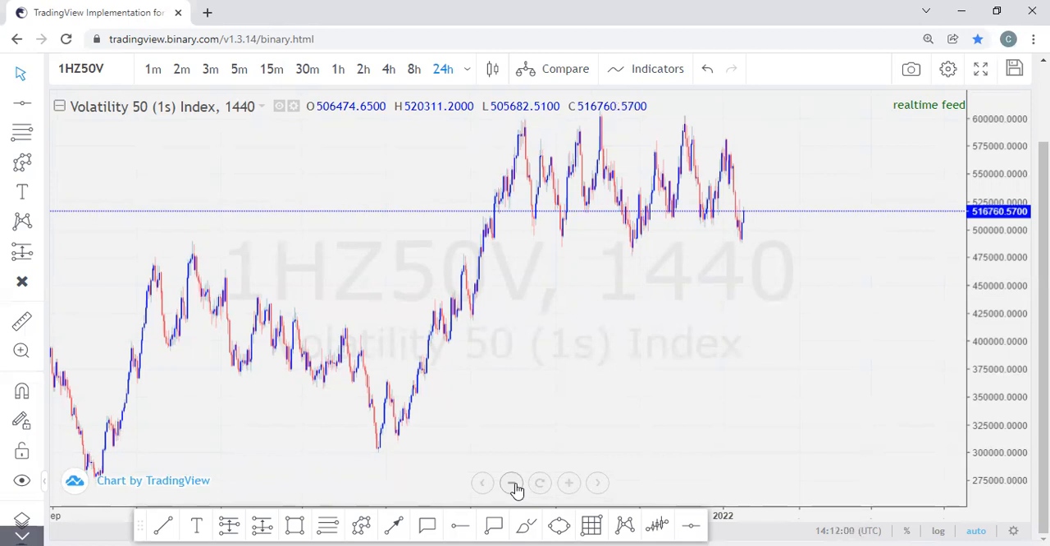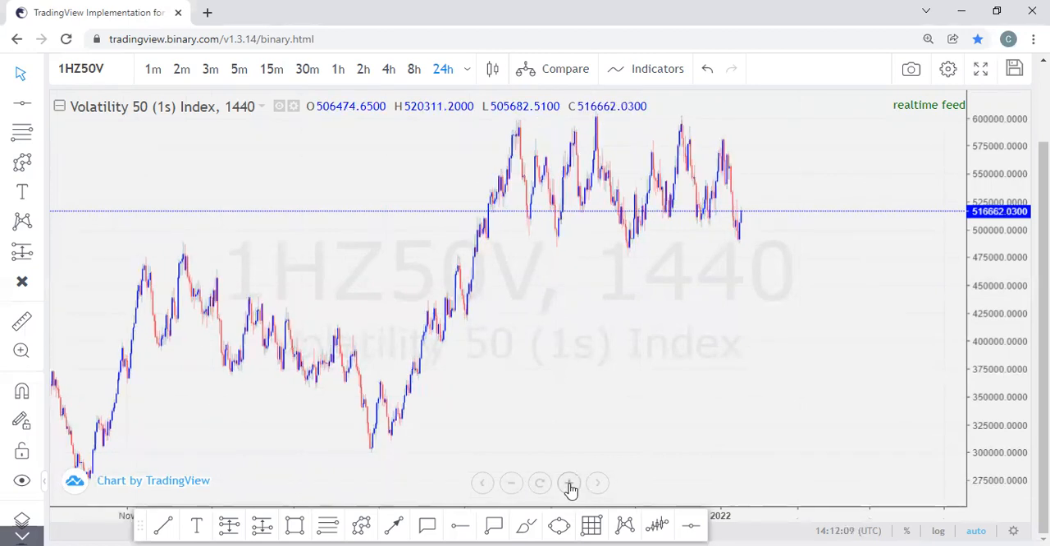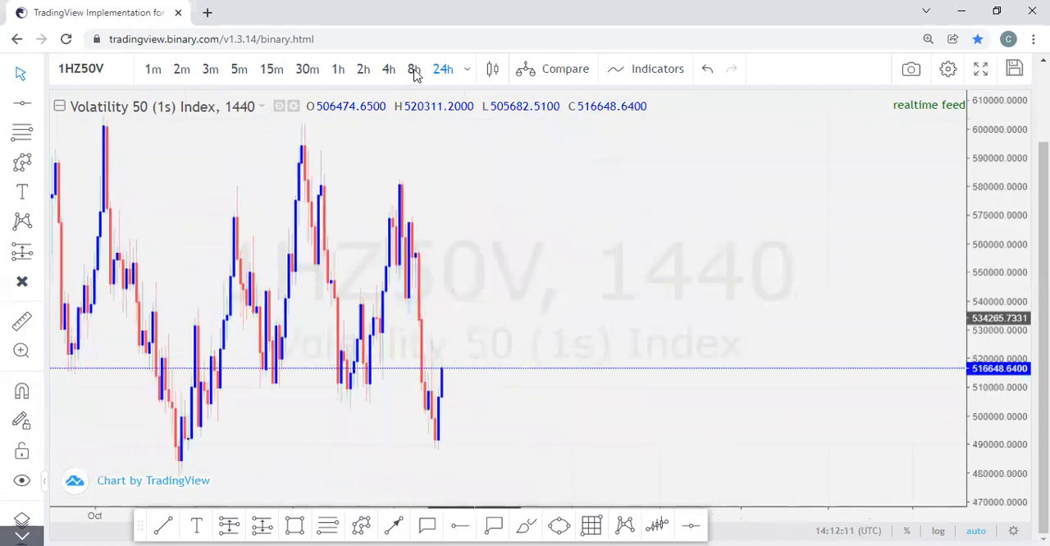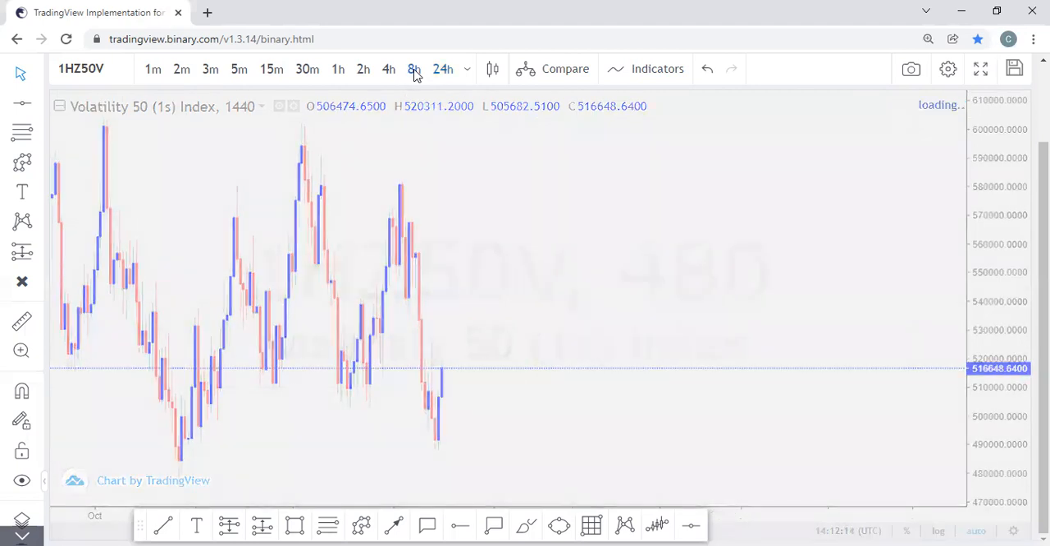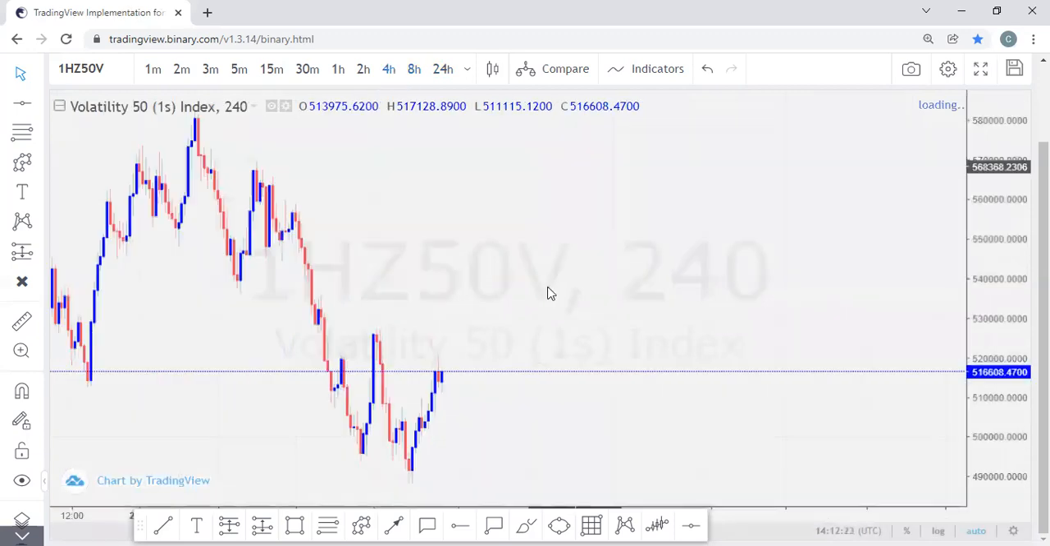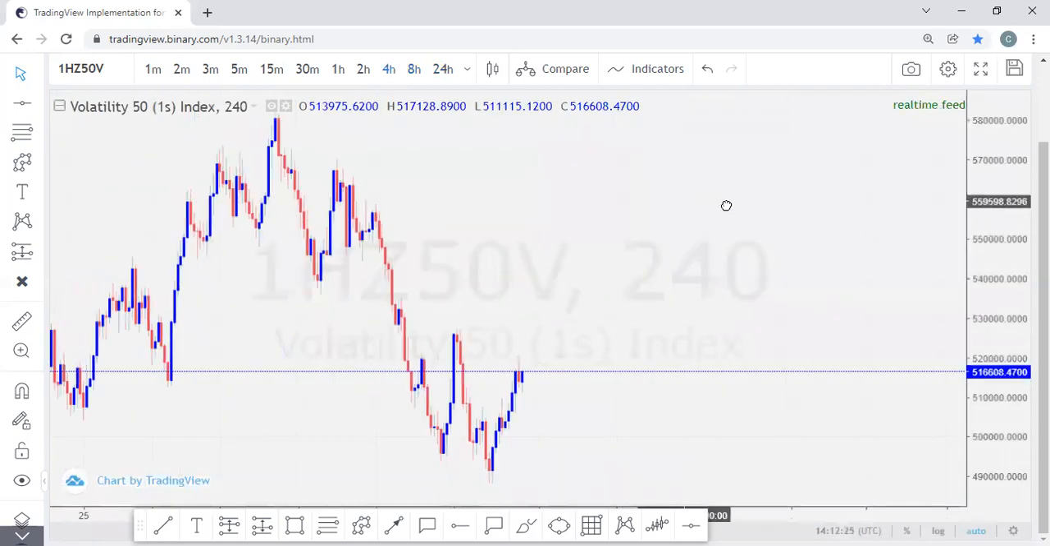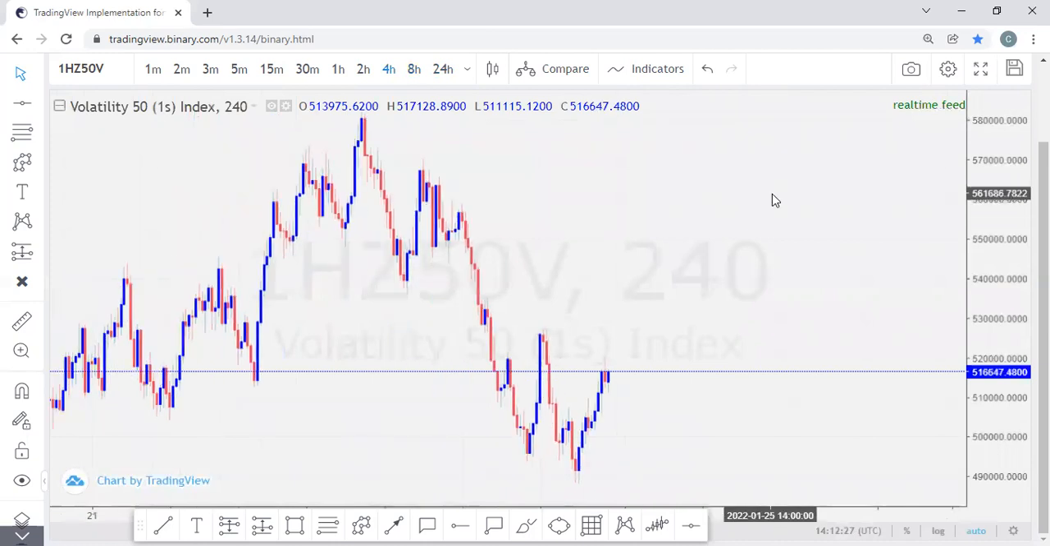So now, looking at the structure of this market, let's look at the smart time frame. Can we find any setup on this? I look at the 8 hour, let's see if we can find anything on the 8 hour. Or let's go to 4 hour at once. Based on 4 hour, we have a bearish structure on the 4 hour, right?